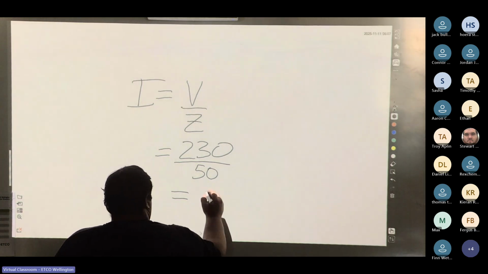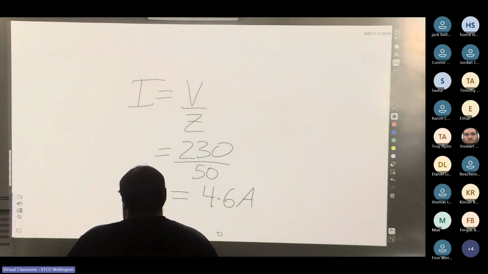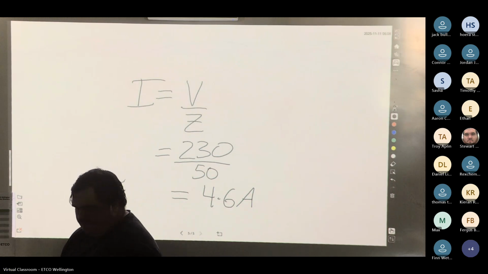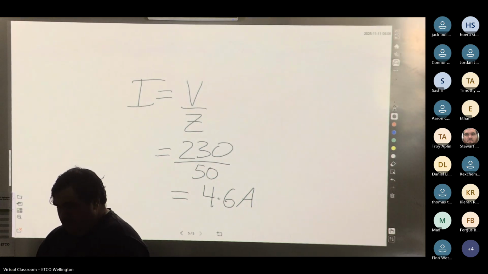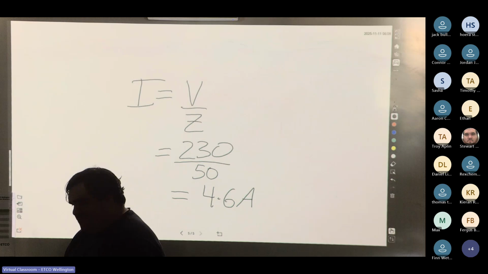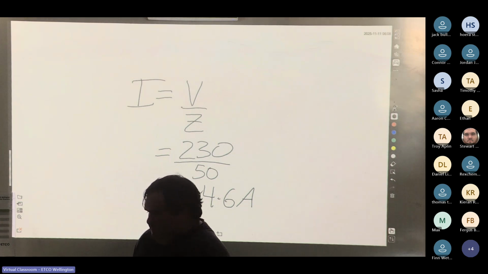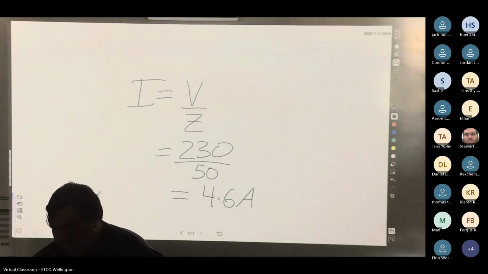Which gives us 4.6 amps. Cool. And whether the circuit is more resistive or inductive, well, the reactance is 40, so it's more inductive than resistive. That's more of a word question.